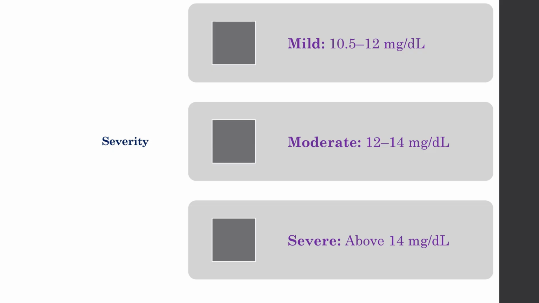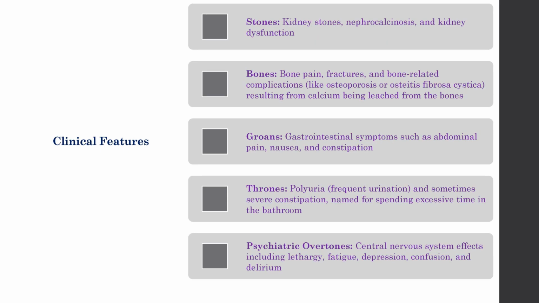Hypercalcemia is generally classified as mild, 10.5 to 12 milligrams per dL, moderate, 12 to 14 milligrams per dL, and severe, above 14 milligrams per dL. Symptoms depend on both the calcium level and how rapidly it rises. A useful mnemonic is stones, bones, groans, thrones, and psychiatric overtones.